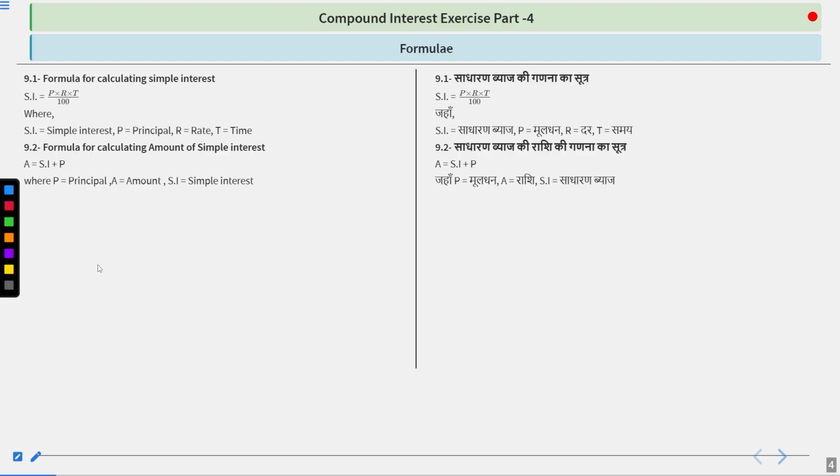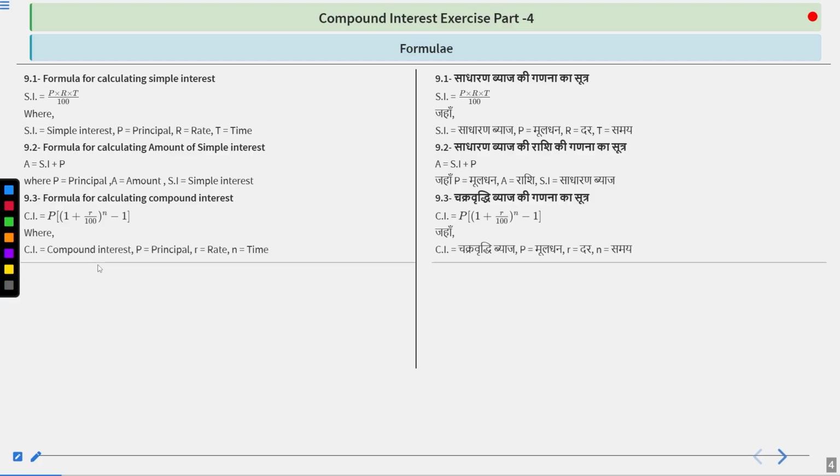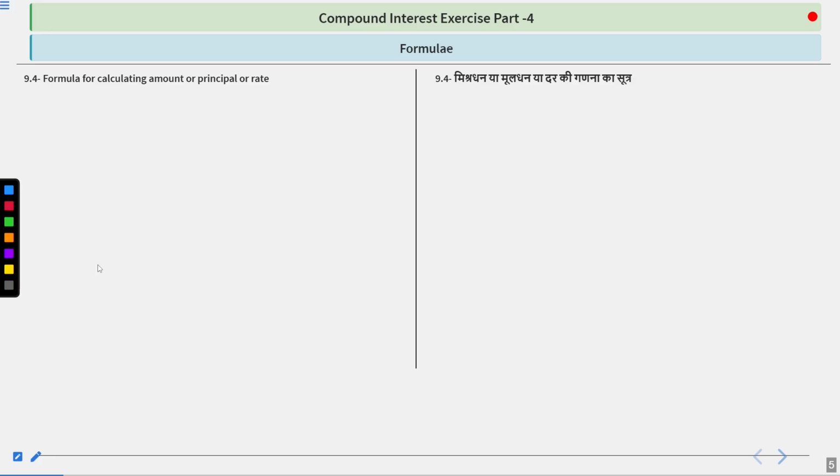Then we have the formula for calculating compound interest. That is CI is equal to P into (1 plus R upon 100) whole power n minus 1, where CI is compound interest, P is principal, R is rate, and N is time. Then we have the formula for calculating amount or principal or rate. A is equal to P into (1 plus R upon 100) whole power T, where A is amount, P is principal, R is rate, and T is time.